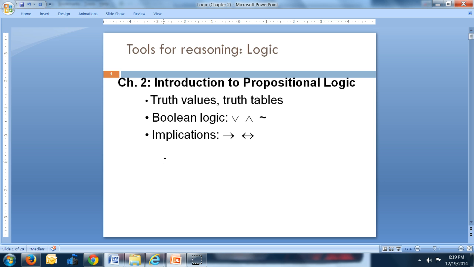This is included in week number 2, and the topic for this presentation is logic, propositional logic. So I'm going to introduce in here the truth values and the truth tables for Boolean logic propositions. I'm going to introduce also the OR statement, the AND statement, the negation statement, the implication statement, and the if and only if statement.